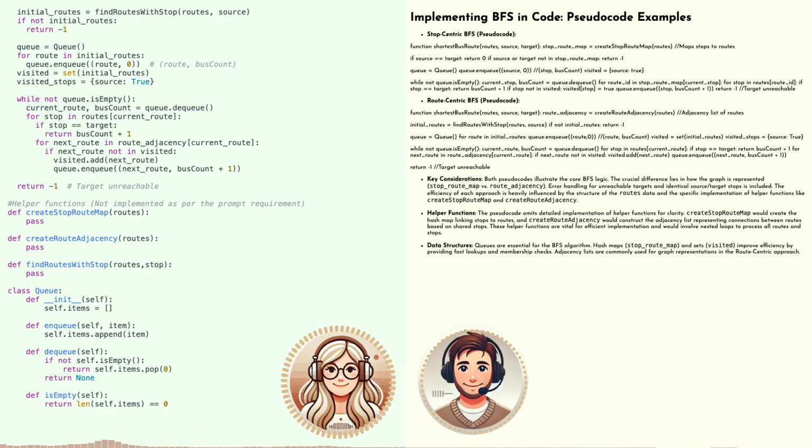We start by adding our source stop to the queue, and then we enter a loop that continues as long as there are still stops in our queue. In each iteration of the loop, we dequeue a stop, use our map to find all the routes that pass through it, and then we simulate taking each of those routes, checking every stop along the way to see if it's our destination. For each new stop, we check if we've already visited it. If not, we add it to the queue.